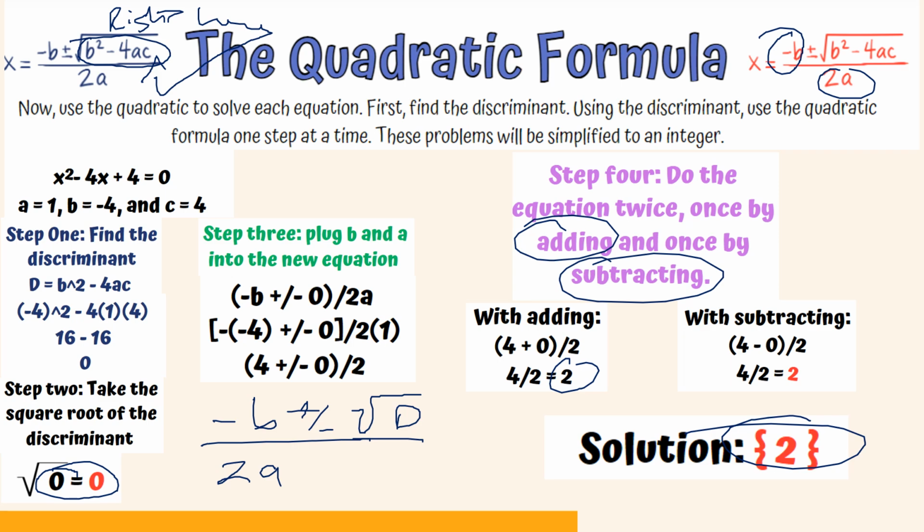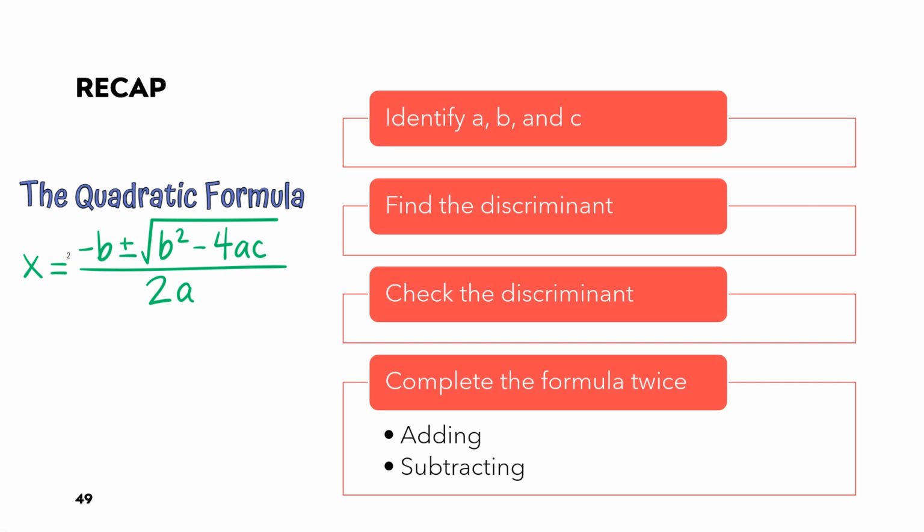So just to recap how to use the quadratic formula. First, you identify a, b, and c. Second, you find the discriminant. Then we check the discriminant. If it is negative, you're done. You say there's no solution. If it is positive, you get 2 solutions. So positive equals 2 solutions. If it's 0, 1 solution. And you complete the formula twice.